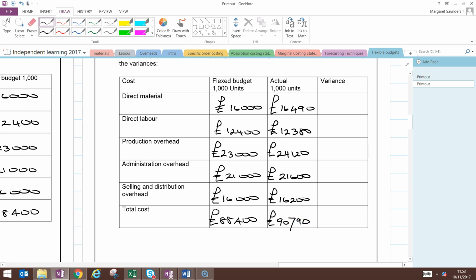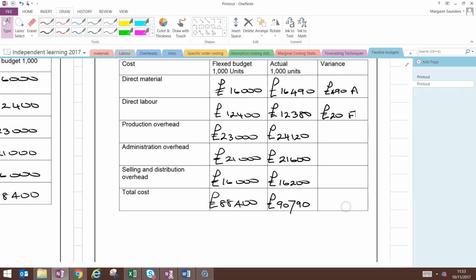The variance is the difference between the two. So the difference in the material, 490. The actual is higher than the budget, so that's worse than expected. So that is adverse. Labour, the difference between the two is £20. We've actually spent less than the budget, so that's better, favourable.